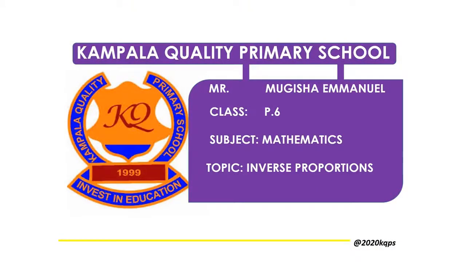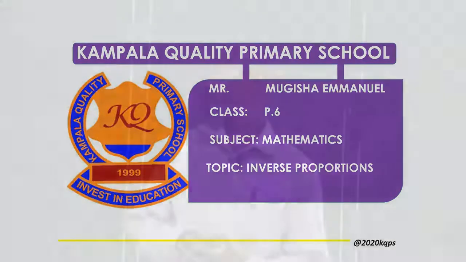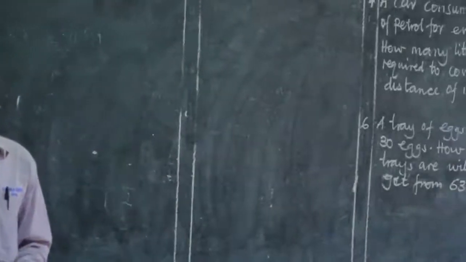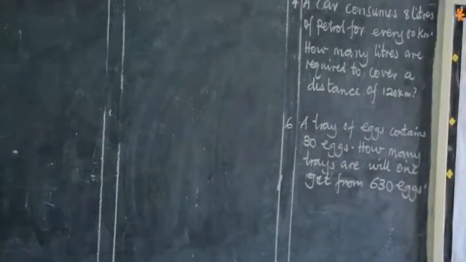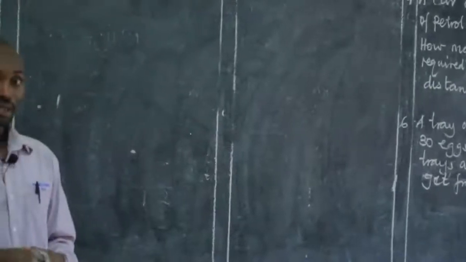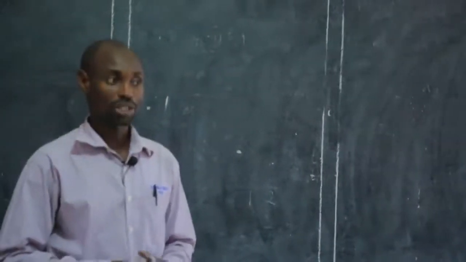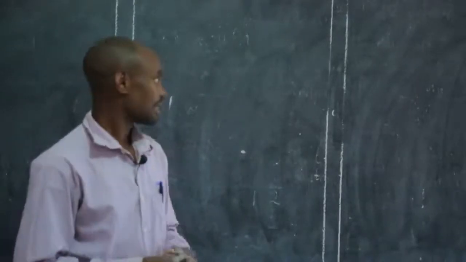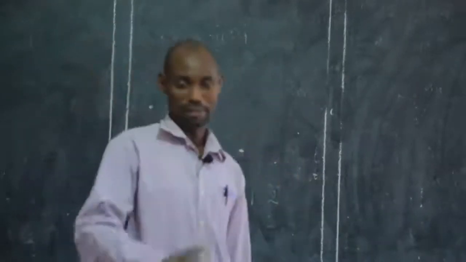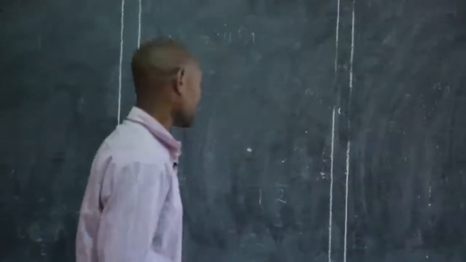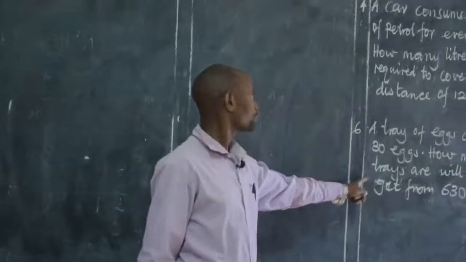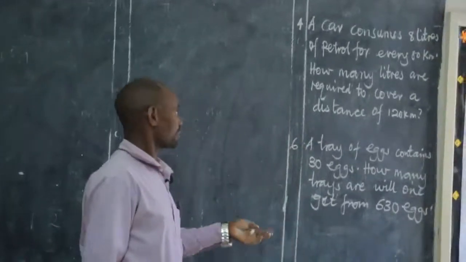In our previous lesson, we looked at how we can apply direct proportions in different questions, and I took you through a variety of questions. At the end of my lesson, I gave you an activity which I hope you did so well. But before I take you through today's lesson, allow me to go through two numbers in the activity, number 4 and number 6. Can we remind ourselves?